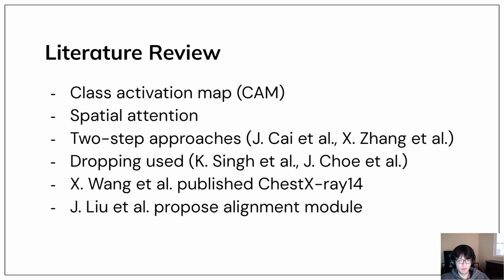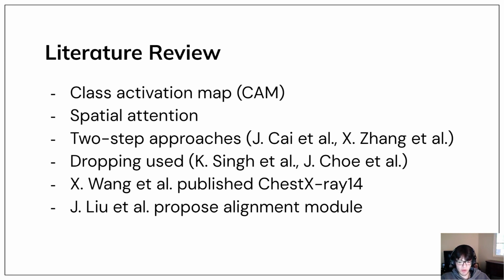Dropping is used in a few approaches, so random grid-based dropping was used in a few references, and additionally dropping class activation maps from input images, like areas of high discriminative features, would also be dropped. It's important to note this publication, which publishes a chest X-ray dataset, which was used universally in all the references mentioned, as well as this paper. So this dataset is used in testing, validation, and training for this paper.